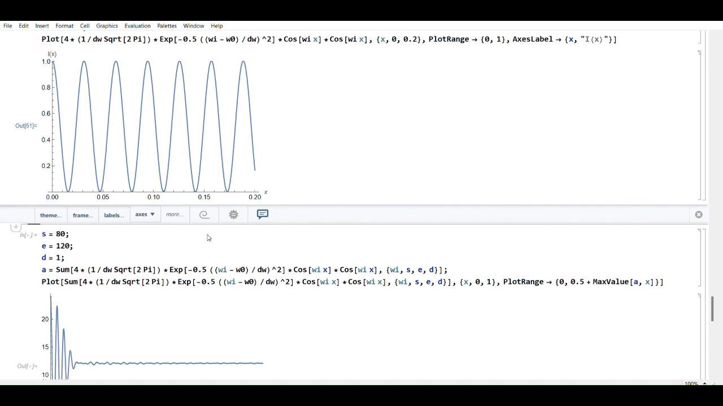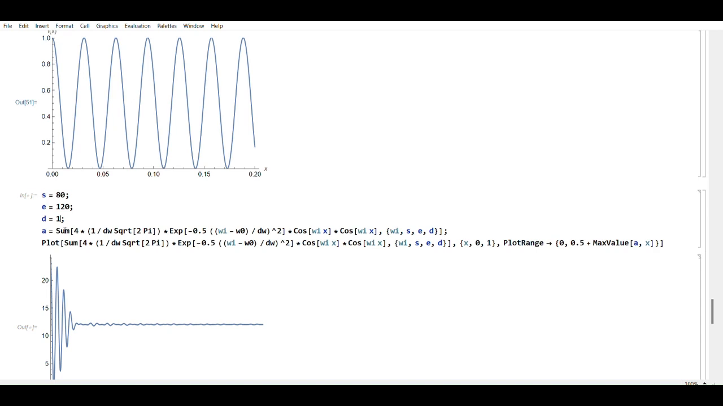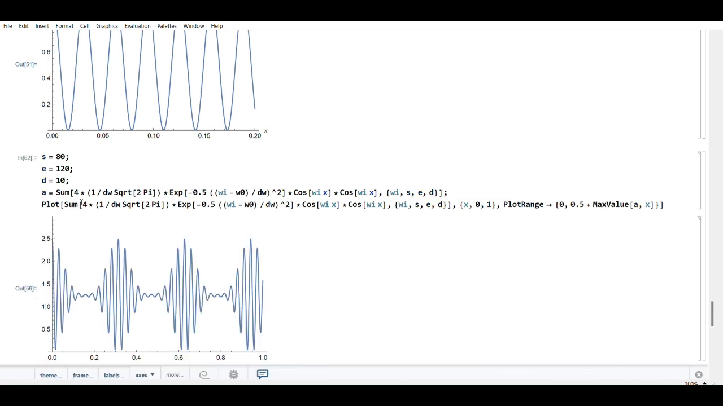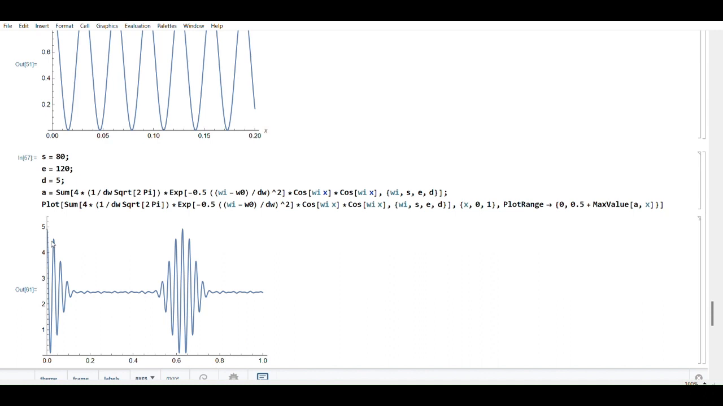Now let us add each of these frequencies. So here I am adding frequencies starting from frequency 80 ending at frequency 120. And let me add them in step sizes of 10. And then let me plot it. So this is how the plot is looking. Now if I reduce the step size, so 80 to 120 in step sizes of 10 would mean 80, 90, 100, 110 and 120. Now let me make the step size smaller.